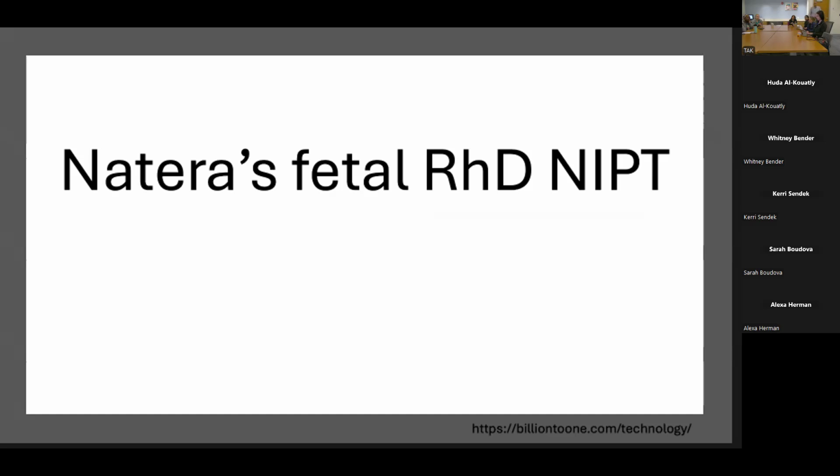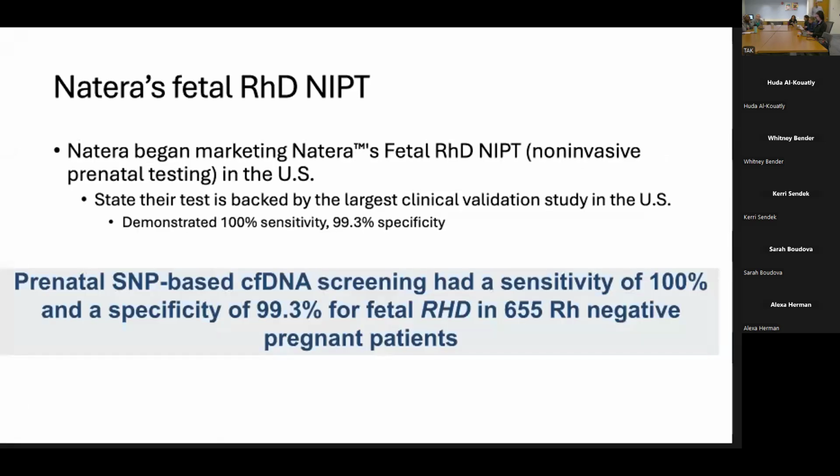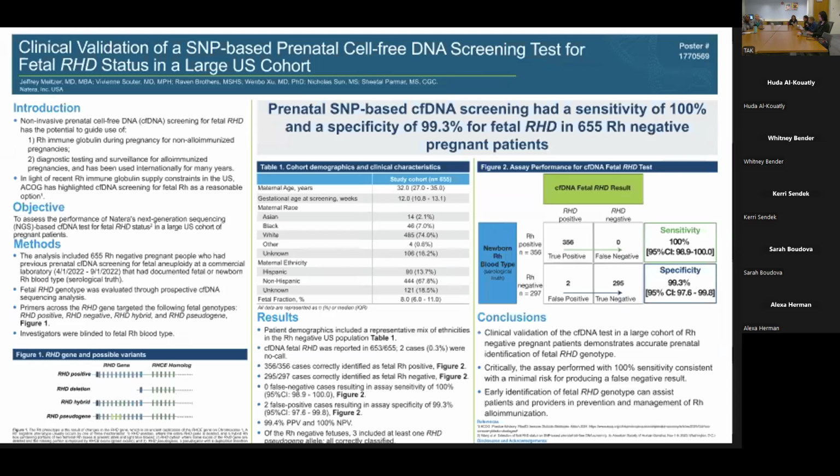So then we have Natera. Like I said, if you've gotten the Green Journal recently, you've had this glued to the front of it. So Natera began marketing their fetal RhD NIPT in the US. They state their test is backed by the largest clinical validation study in the US and demonstrated 100% sensitivity and 99.3% specificity. It's a SNP-based cell-free DNA screening. They had a late-breaking poster presentation at ACOG in 24 at the annual meeting. The study has not been published in a peer-reviewed journal, but we have this, and this is what we'll look at.